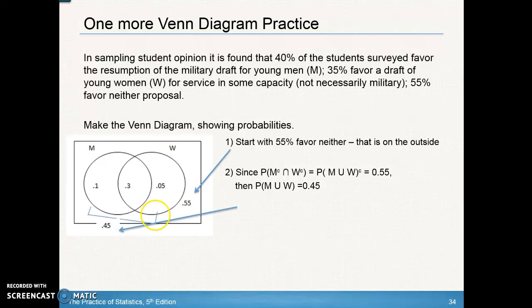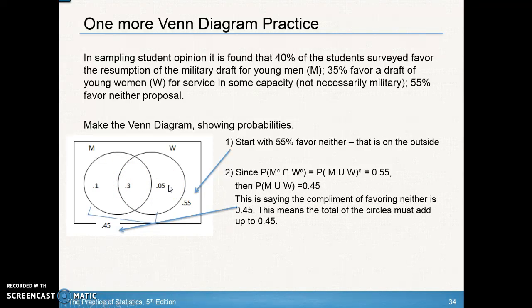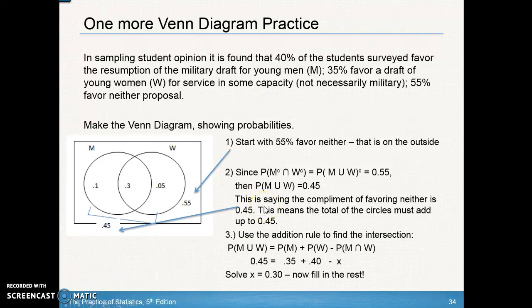So I can use my formula for non-mutually exclusive events, where I add the probability of men plus the probability of women minus the intersection, which is what I don't know here, to figure out exactly what that intersection is. Okay, so we're going to use that addition rule for non-mutually exclusive events. We know that men or women is 45%. We know that the probability they favor women is 35%. The probability they favor men is 40% minus the intersection, because we aren't sure what that is. So we're just going to solve and say x is equal to 30.